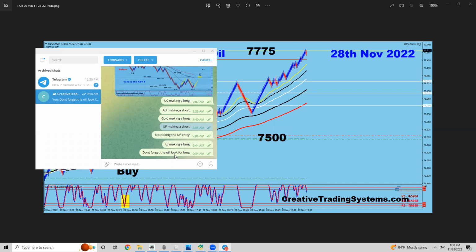Also, I have these entries, right? For example, I posted UF making a short, but I said I'm not taking the UF entry, because it is going against my US dollar index analysis. UJ making a short, it's still going. If it is not more than 50 pip, I don't bother making a chart, right? And I'm sitting on a break even. Let me show it to you.